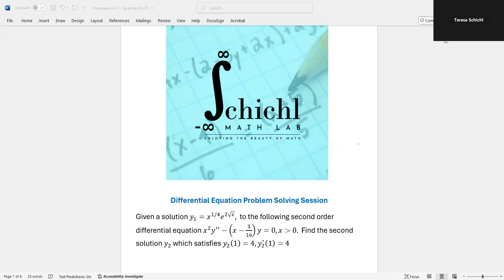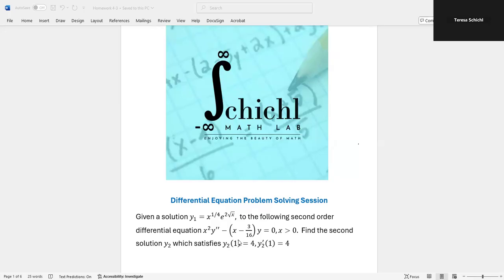All right, so the problem we're going to solve here is like this. We are given one solution, y1 equals x to the 1/4 times e to the 2 square root of x, and this is a solution of the following second order differential equation. I want to find the second solution, with this given initial condition.